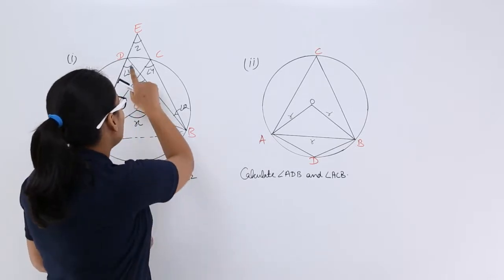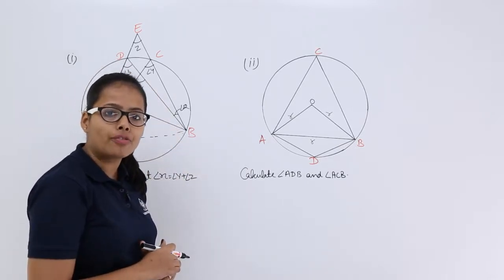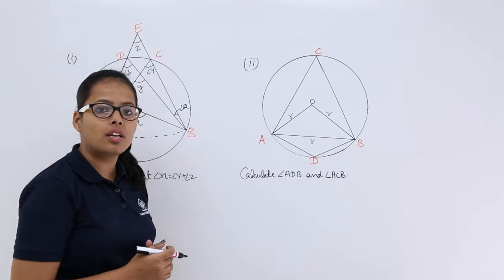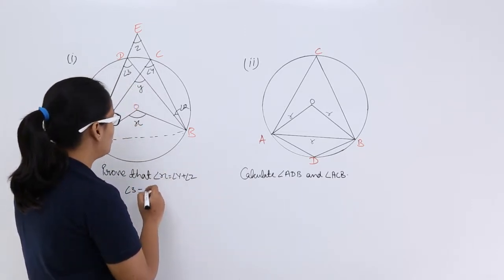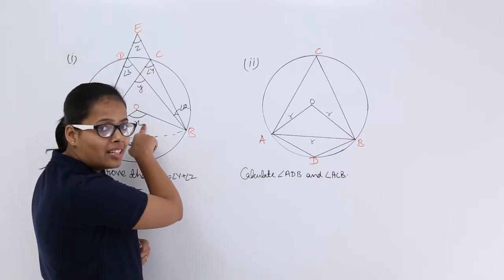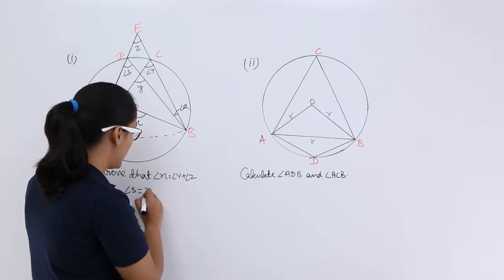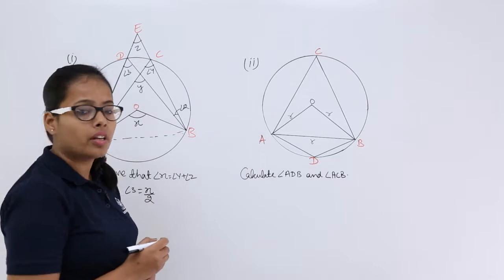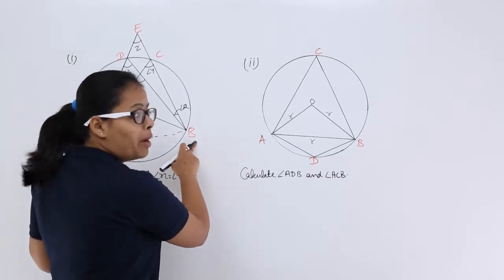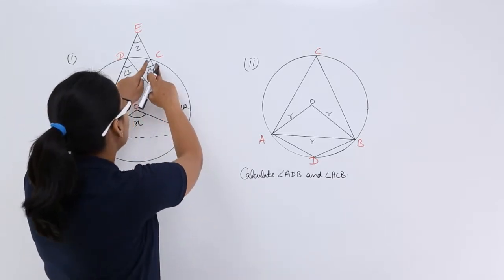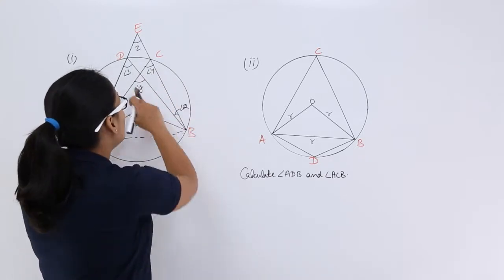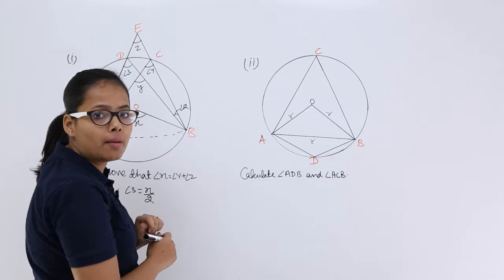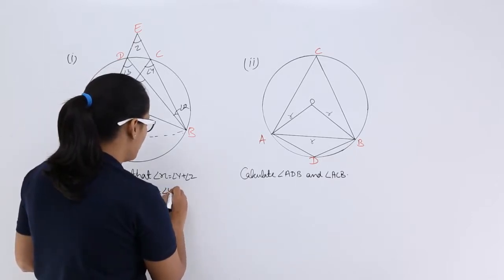So the angle at the perimeter of the circle is going to be half of the angle at the center of the circle, which means angle 3 is equal to x by 2. Now the angle made by this same chord at point C is angle 4. You know that in the same segment both of these angles are going to be the same, which means angle 4 will be x by 2 as well.